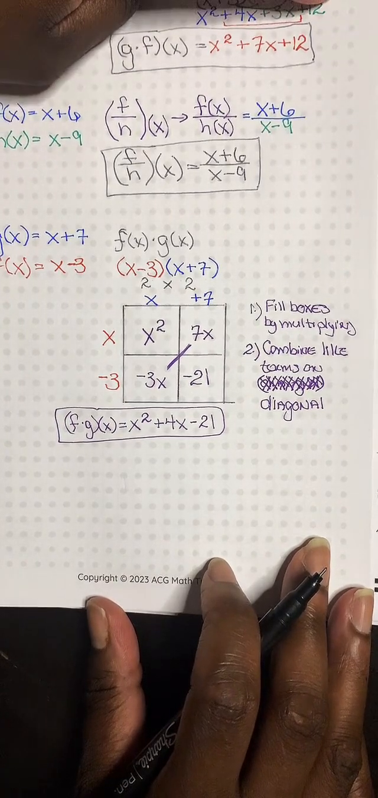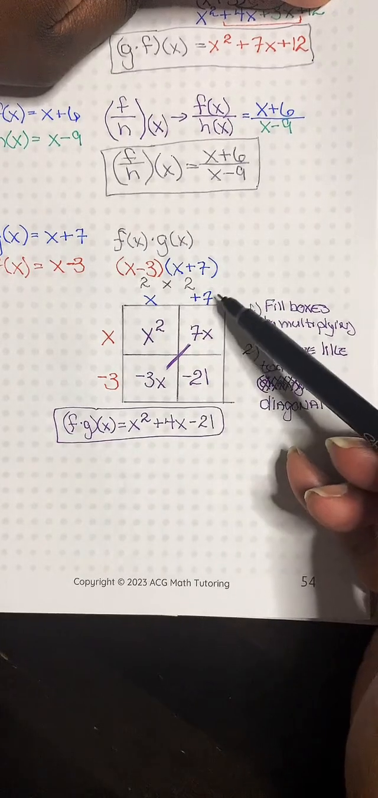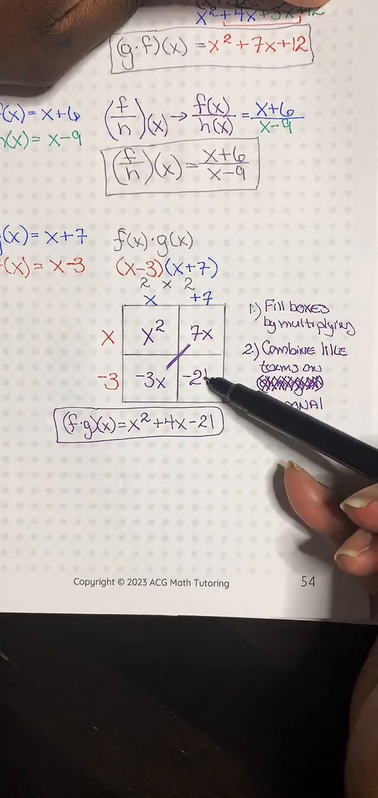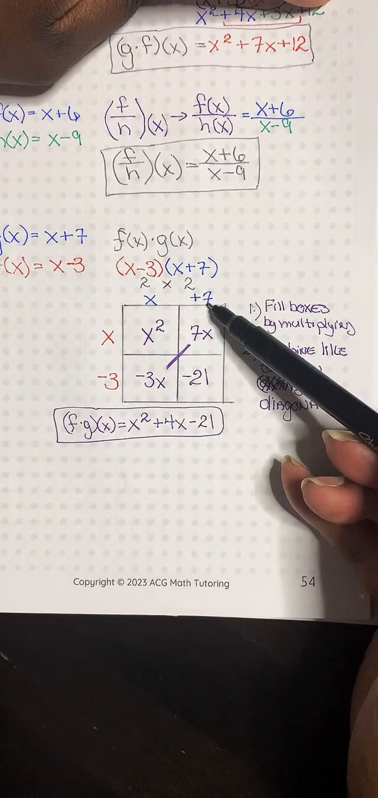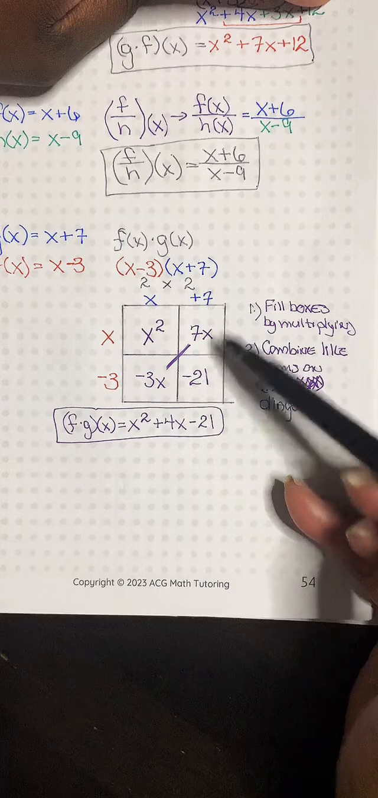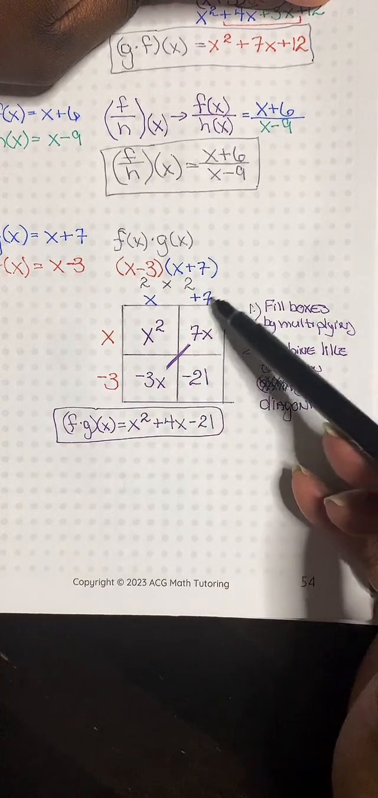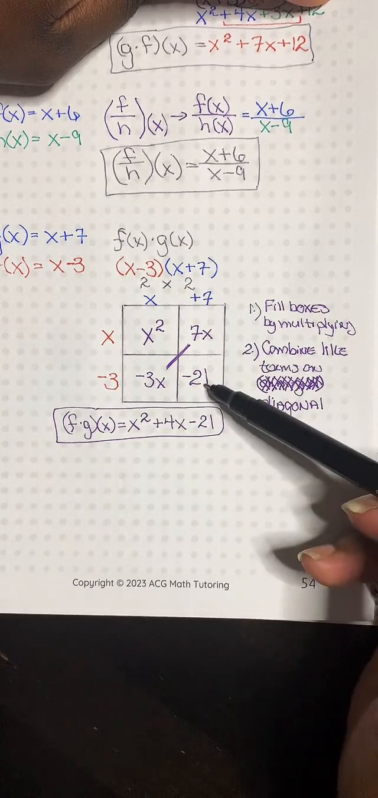Okay. Can I go over the negative 21 part again? Sure. So all I did was to fill this block, I multiplied the positive 7 and the negative 3. So a positive times a negative will give me a negative, and 7 times 3 gives me 21.